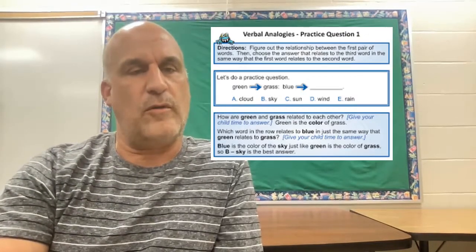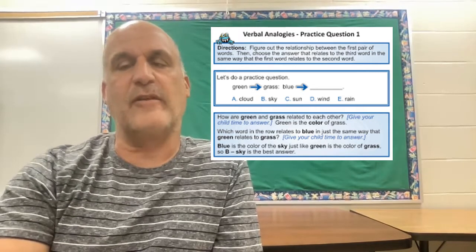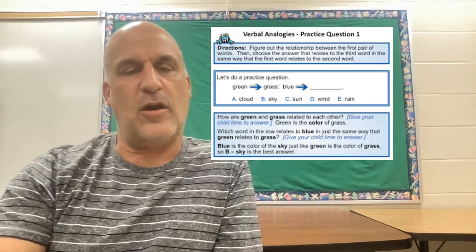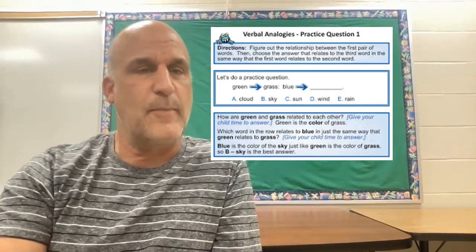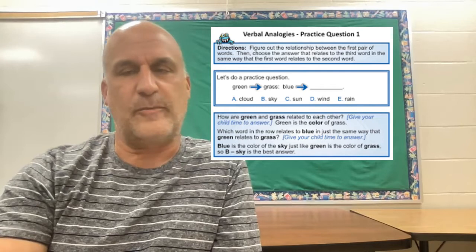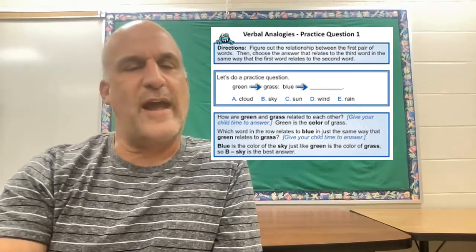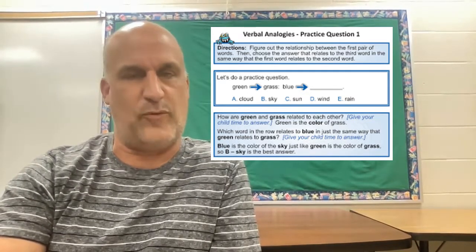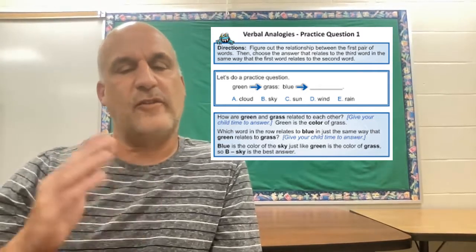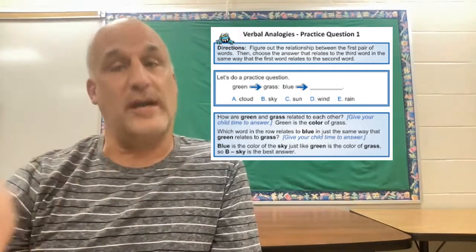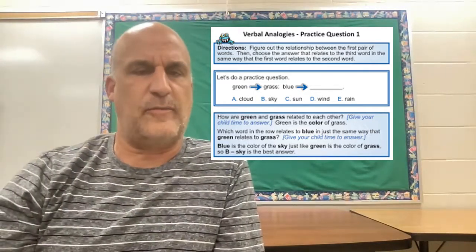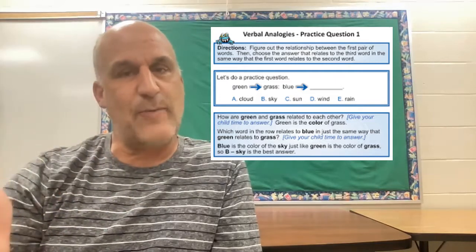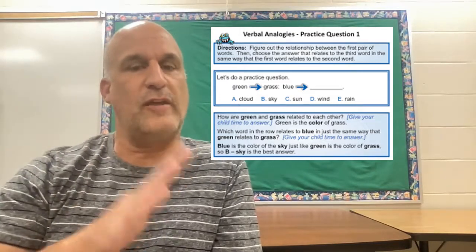So I'll show you one more example. In addition to shapes, they also will have verbal analogies, and there's also sentence completion. The verbal analogies look like this, where you are trying to figure out logically what is the relationship here. So when we look at this particular one, and this is a fairly simple analogy, you have green is to grass as blue is to what? And so you have to figure out what that relationship is. So green is the color of grass. So that's the relationship. So then you apply that same relationship to the blank one. Blue is the color of what?